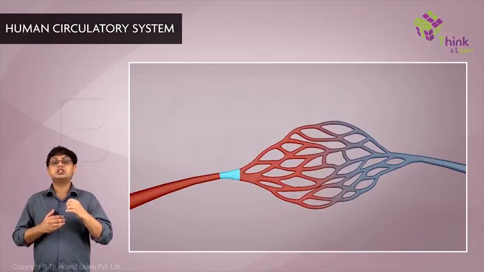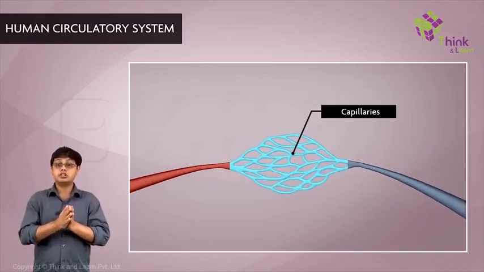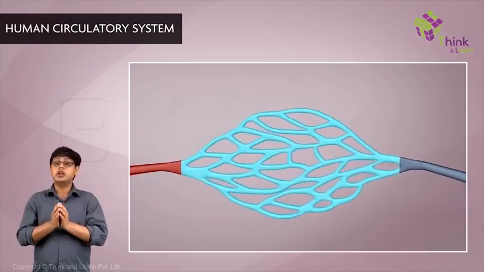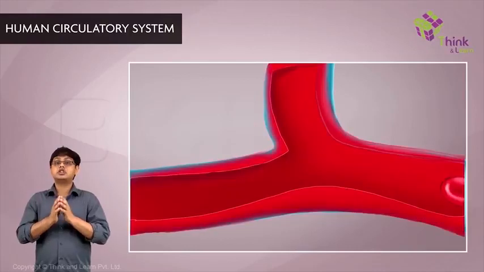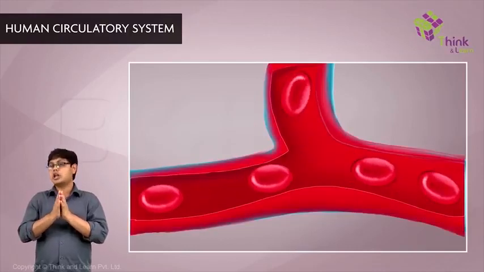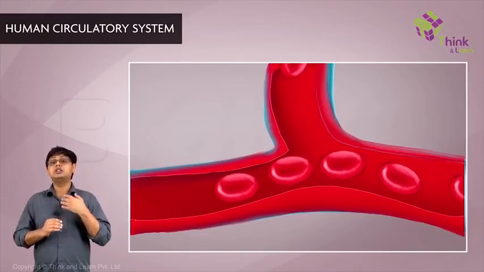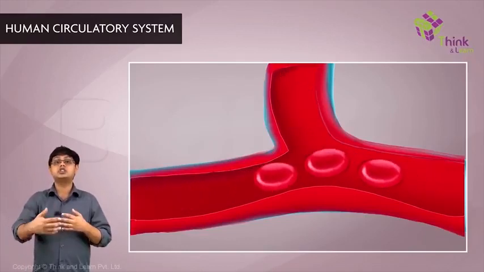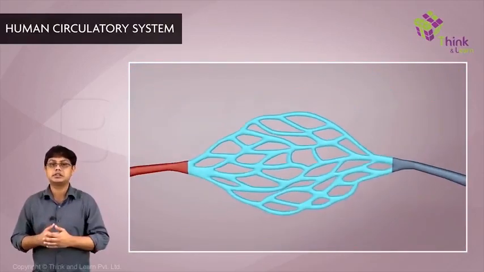These arterioles then join with smaller vessels called capillaries, whose walls consist of a single layer of endothelial cells lying on a basement membrane. They are so narrow that RBCs must actually flow in a single file. This slow flow and the thinness of the wall allows exchange of substances between the blood inside and the cells.